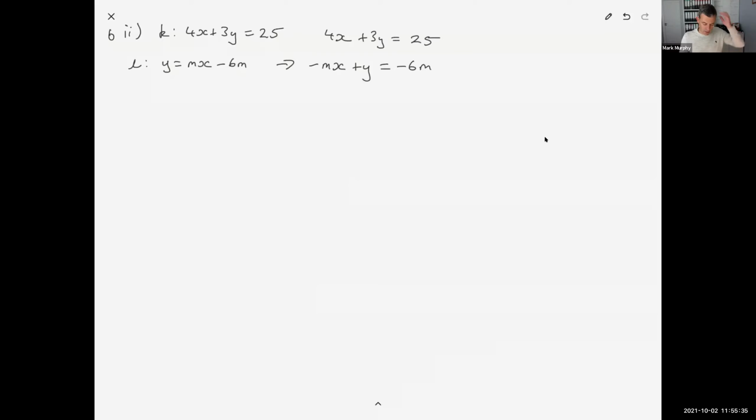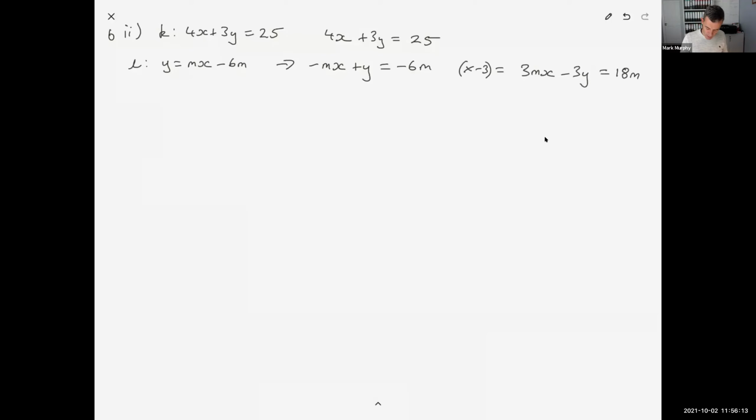Two simultaneous equations. So let's multiply the top one by minus 3. Actually, if you multiply L by minus 3, that would work, won't it? So let's do that. I'll rewrite them again. Multiplied by minus 3, you get 3mx minus 3y equals 18m. Okay, so I just multiplied L by minus 3.